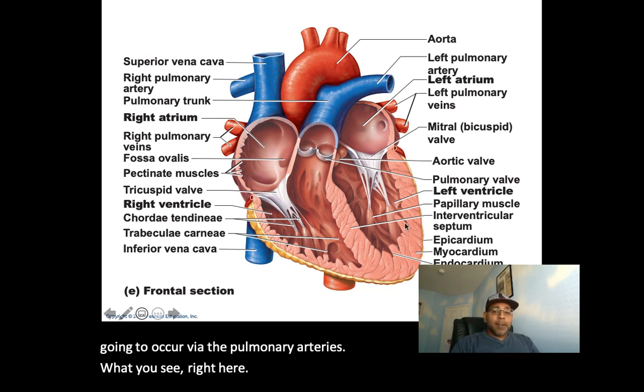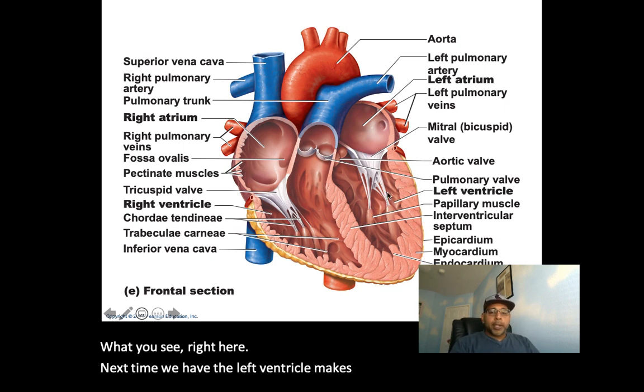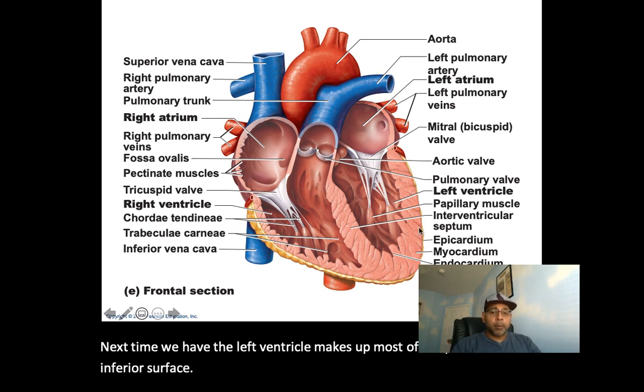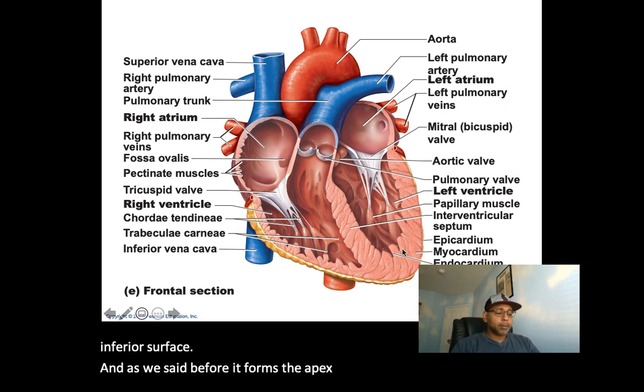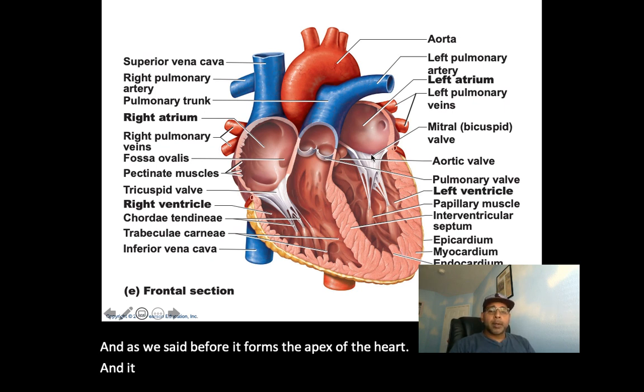Next, we have the left ventricle. The left ventricle makes up most of the posterior inferior surface, and as we said before, it forms the apex of the heart. It routes oxygen-rich blood that it receives from the left atrium into the aorta.